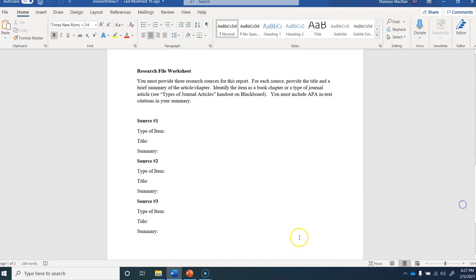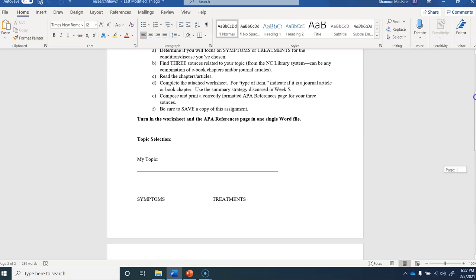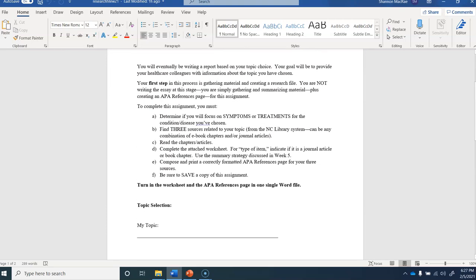And for each source, each item that you're finding, I'm going to get you to tell me the type of item. Is it a book chapter or is it a journal article? I'm going to ask you to give me the title of that resource, and then I'm going to ask you to write a summary paragraph. The summary paragraph I'm going to ask you to write using the strategies that we talked about last week when it comes to summary writing. So you may need to go back and re-watch some of those videos. You'll definitely want to take a look at the handout from last week so that you're writing in summary format, okay?